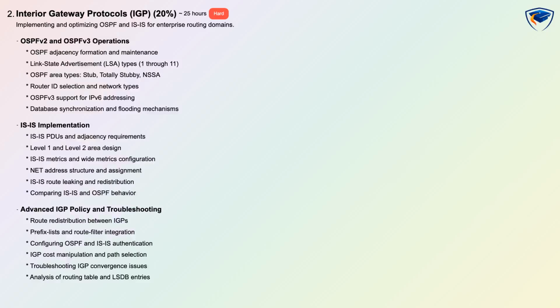IS-IS implementation topics include PDUs and adjacency rules, Level 1 and Level 2 design, wide metrics, NET address structure, and route leaking and redistribution between domains. The domain closes with advanced IGP policy and troubleshooting, covering route redistribution, prefix lists and route filters, authentication, cost manipulation, convergence troubleshooting, and LSDB and routing table analysis.